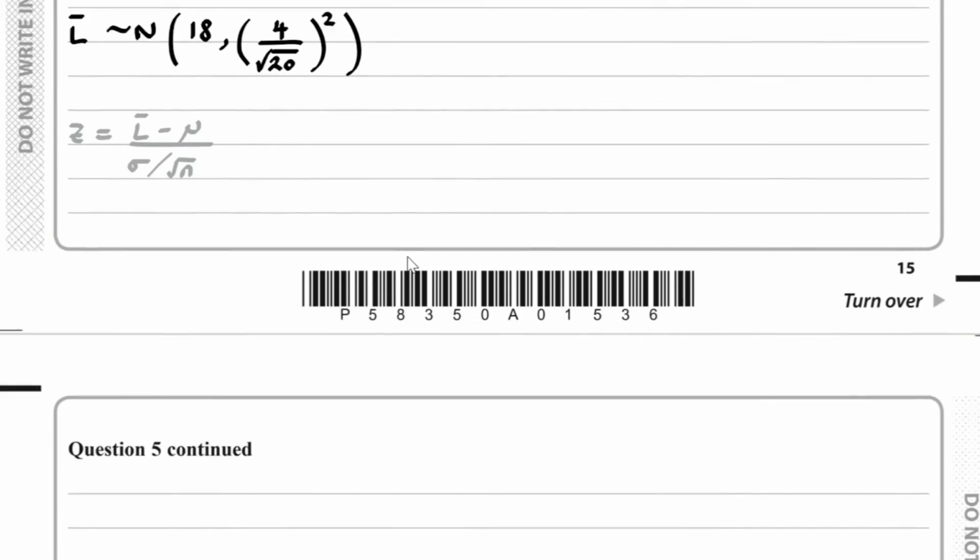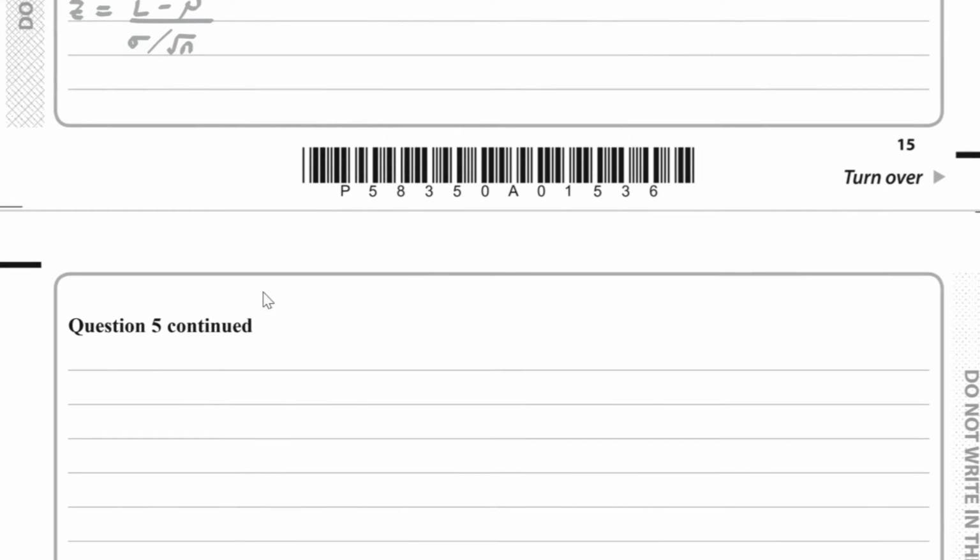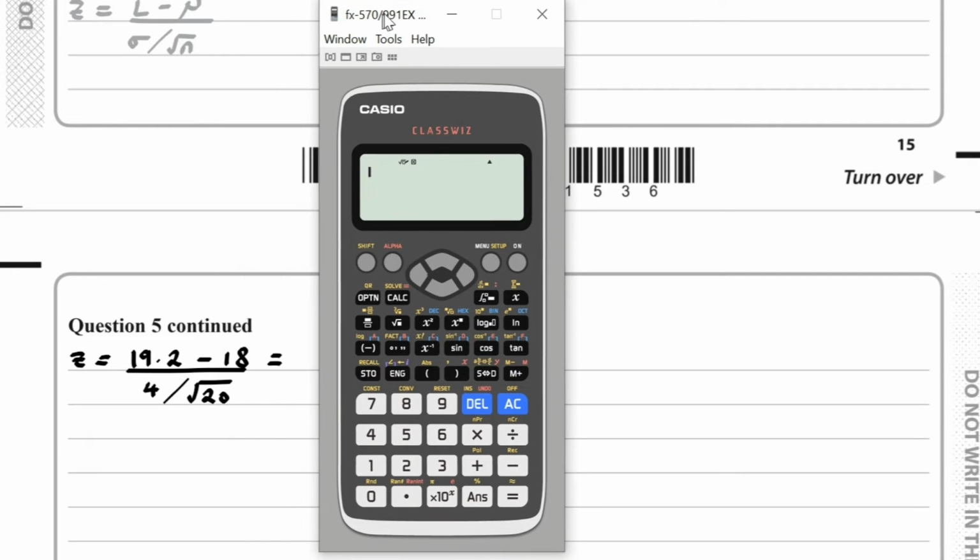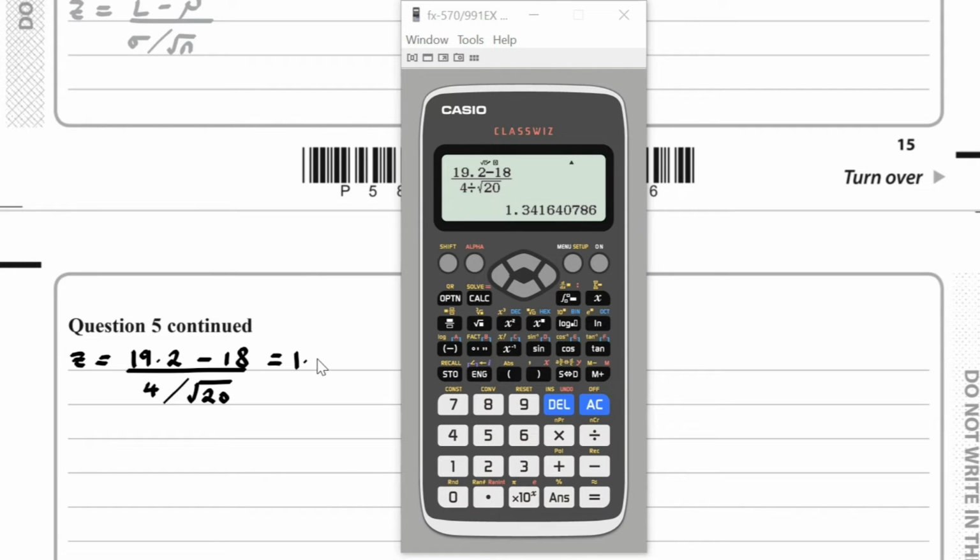So if I calculate what z is equal to, 19.2 subtract 18 divided by 4 over square root 20, and if I work out what this is, we get a value of 1.341, etc.